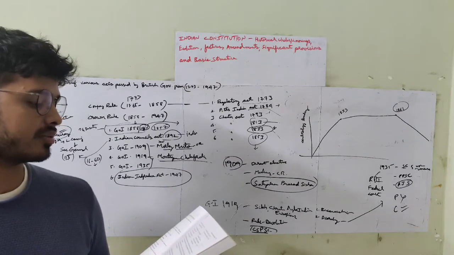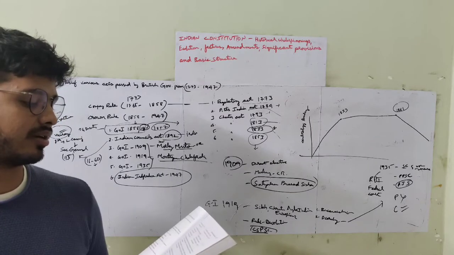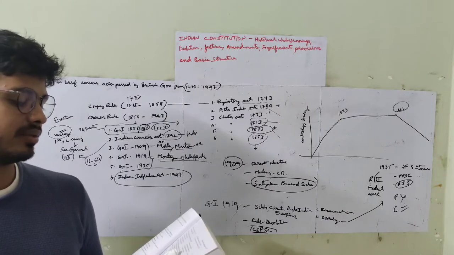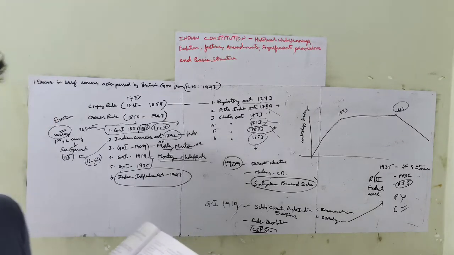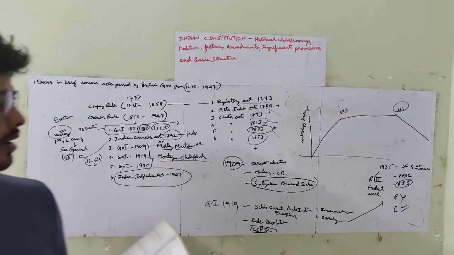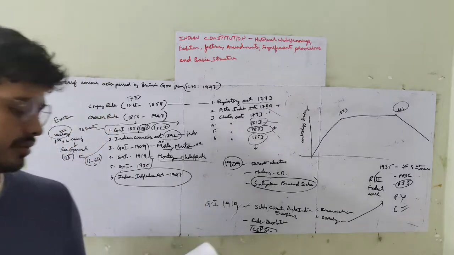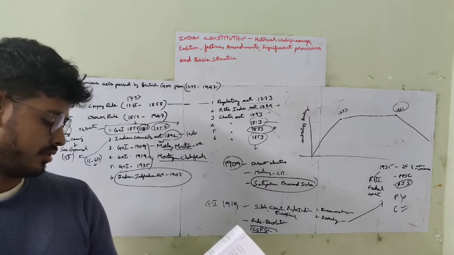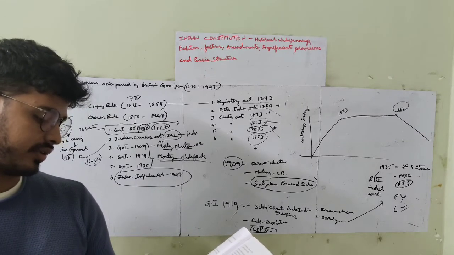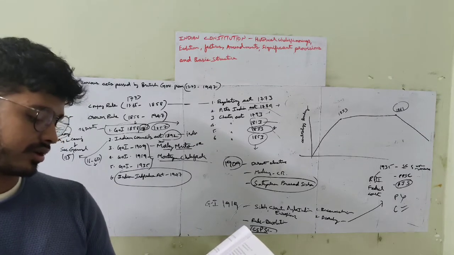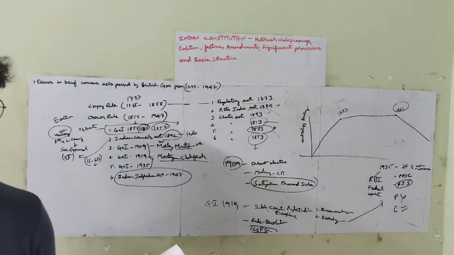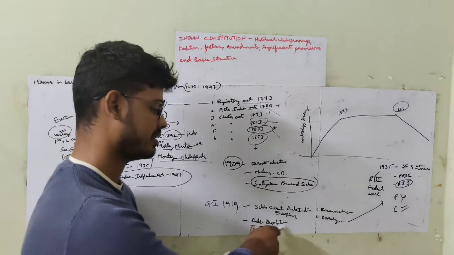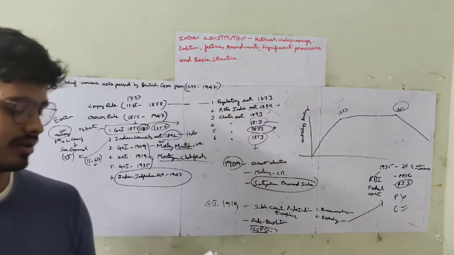Provincial autonomy was provided in 1935, and diarchy in the provinces was provided in 1919. So, 8th question: during the period of British India, rules under which of the following are known as devolution rules? I have told you this: the devolution rules, 1919.